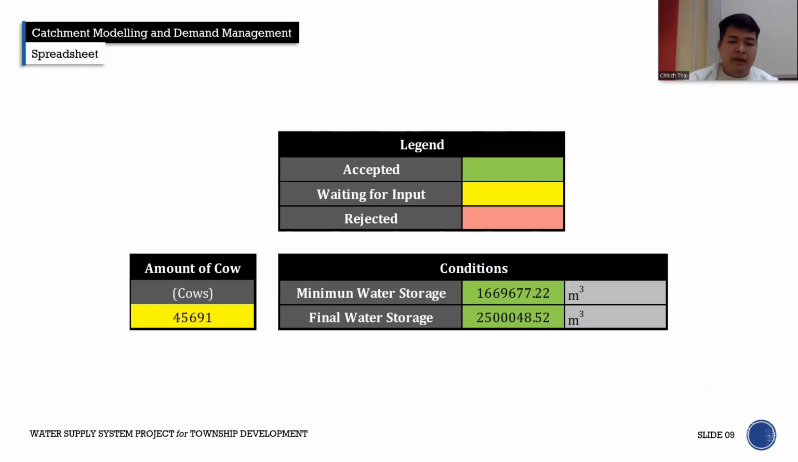After we calculate the water storage of each day, we can also find the number of cows, which meets our requirements: the minimum water storage larger than 1 million cubic meters, and the final water storage no less than 2.5 million cubic meters. And we have come to a conclusion that the number of cows would be approximately 45,000.